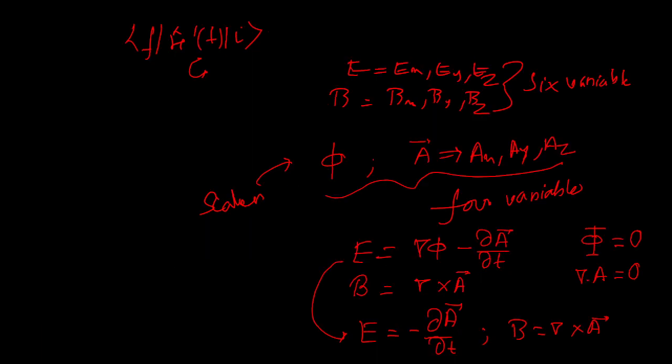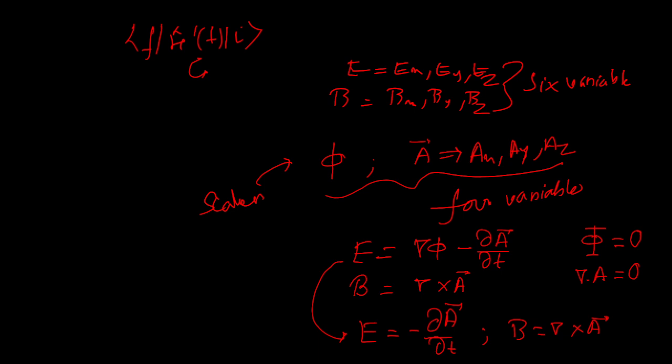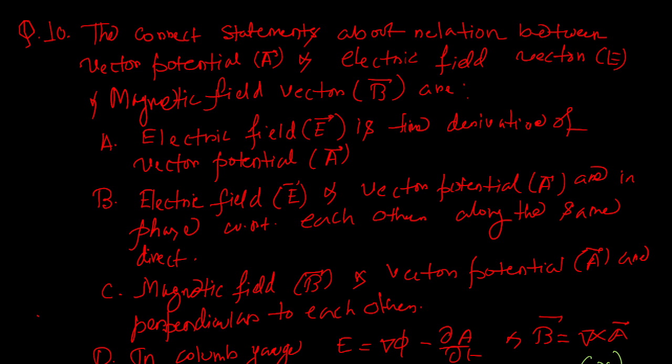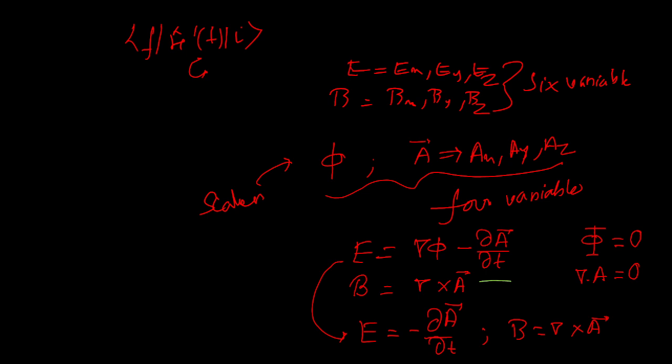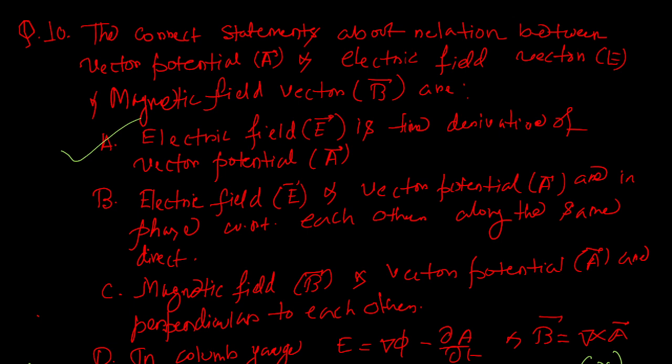Okay, now let's go one by one. Electric field E is a time derivative of a vector potential A. That is correct. From here we can say that E is the time derivative of the vector potential A. Now, electric field and vector potential A are in phase with respect to each other along the same direction. Same direction is okay, but whether they are in phase or out of phase needs to be judged.